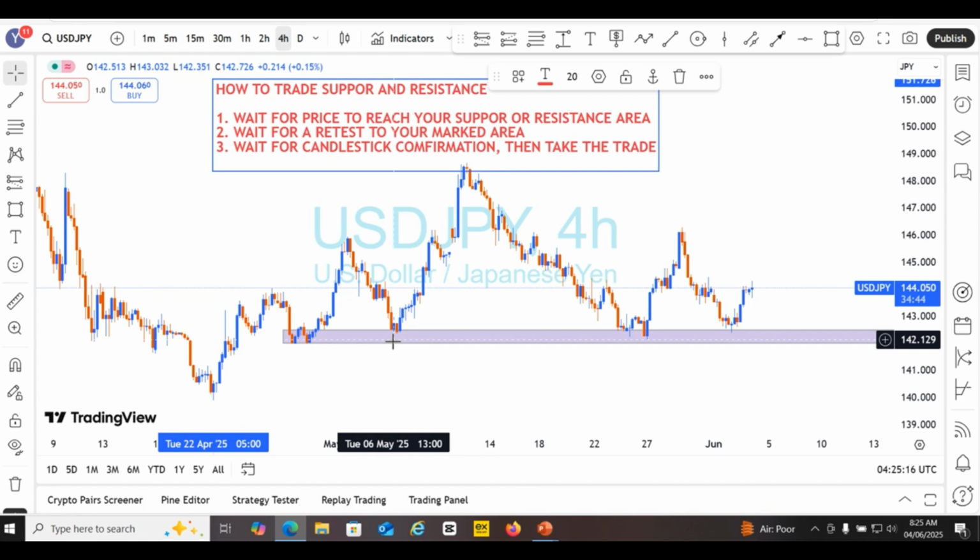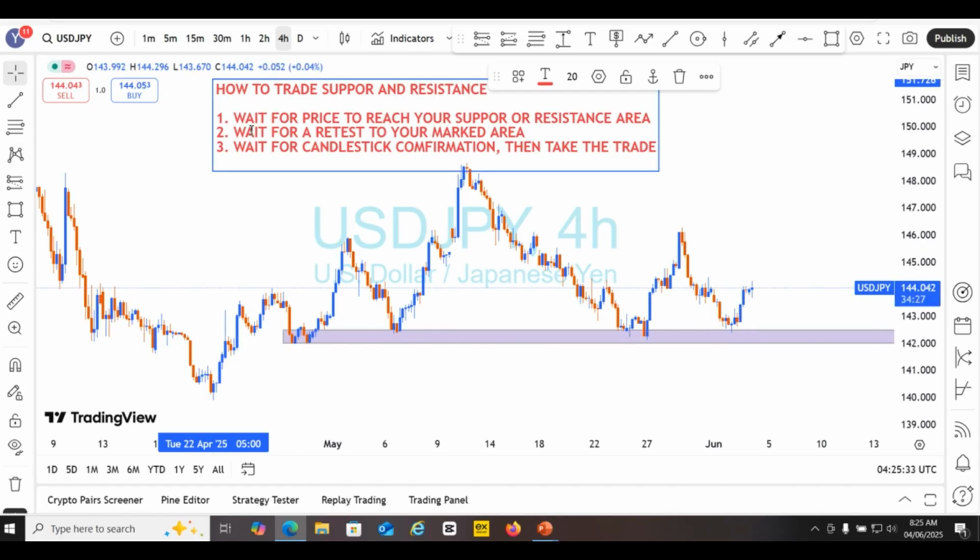Okay, now for example, this is the support we drew. Look at how the market behaved there. We wait until the market taps into this area we marked. Also, we marked here. So we wait for the price to tap it.